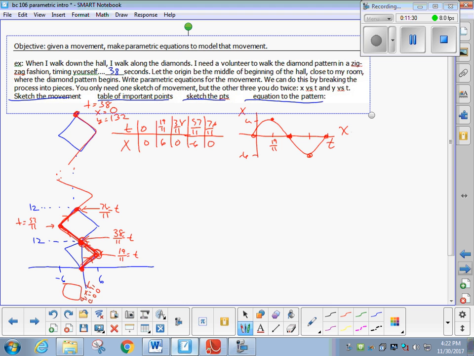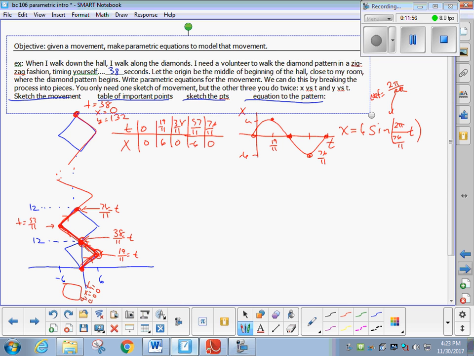It is x, I'm going with sine, the amplitude of which is 6, and remember the coefficient is 2 pi over the period. So in this case, it's 2 pi over the period of one wave here, which is 76/11ths.